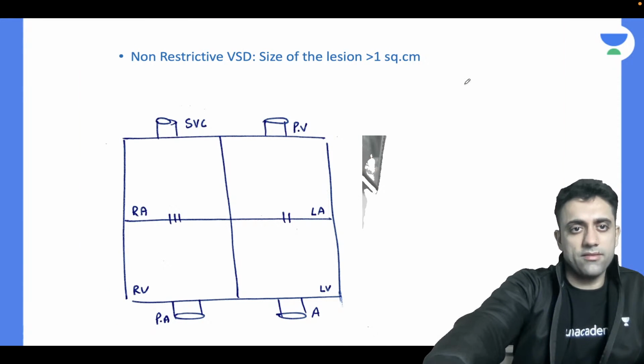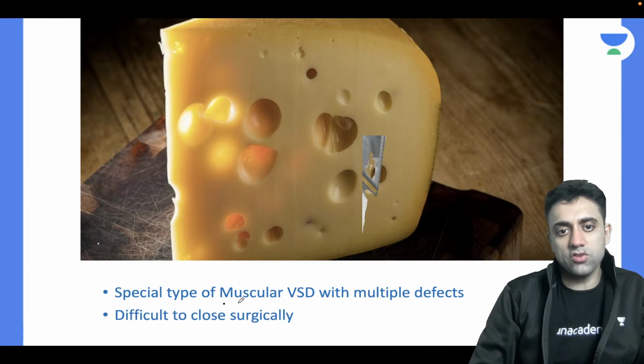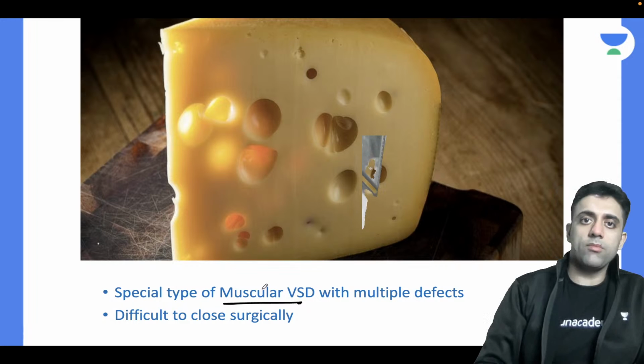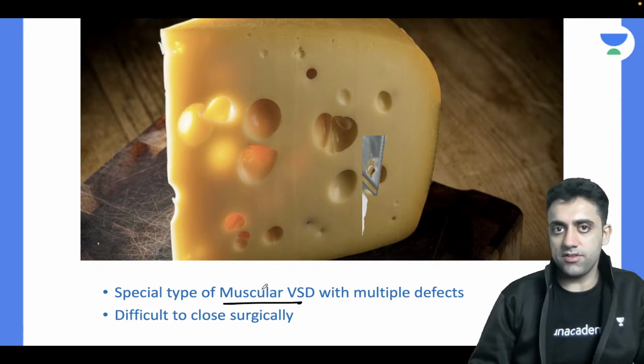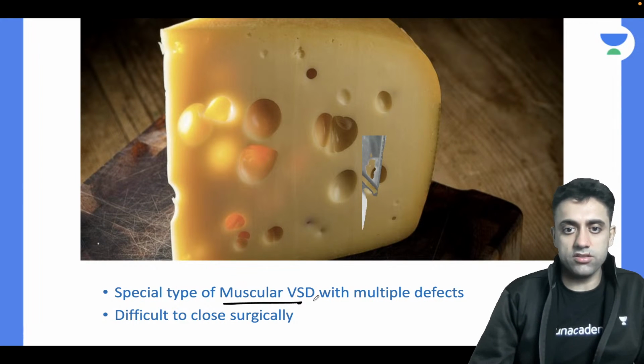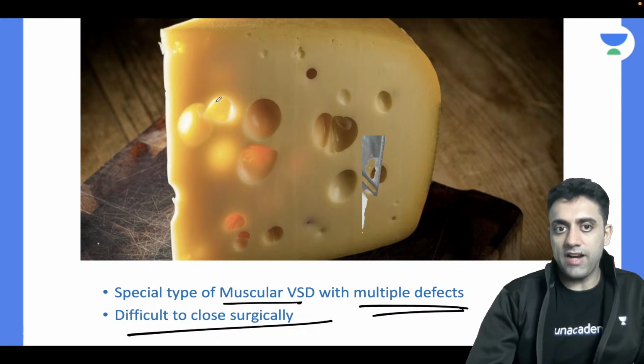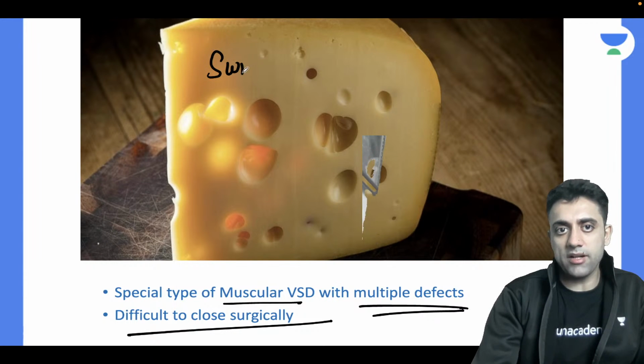Okay, enough. And remember one thing, there's a special type of muscular VSD also. The commonest is the perimembranous, 80%. Then we have the muscular VSD, right? There's a special type of muscular VSD with multiple defects, and that is very difficult to close surgically. This is known as the Swiss cheese pattern.